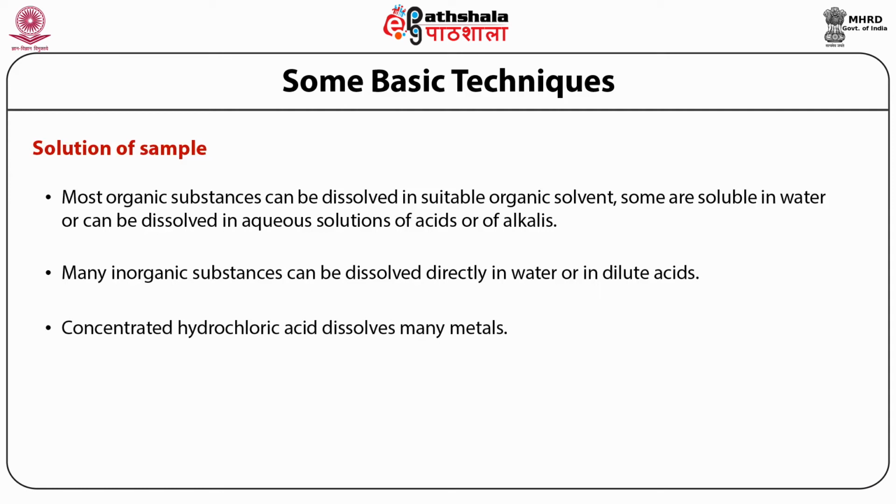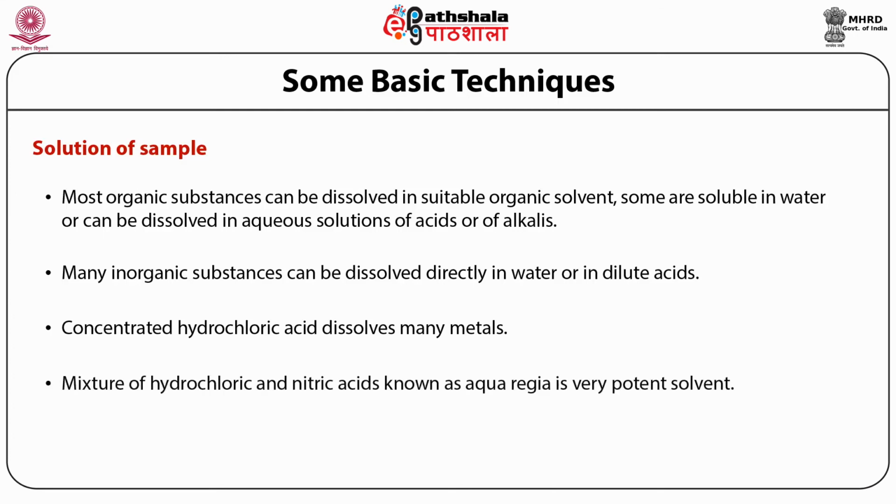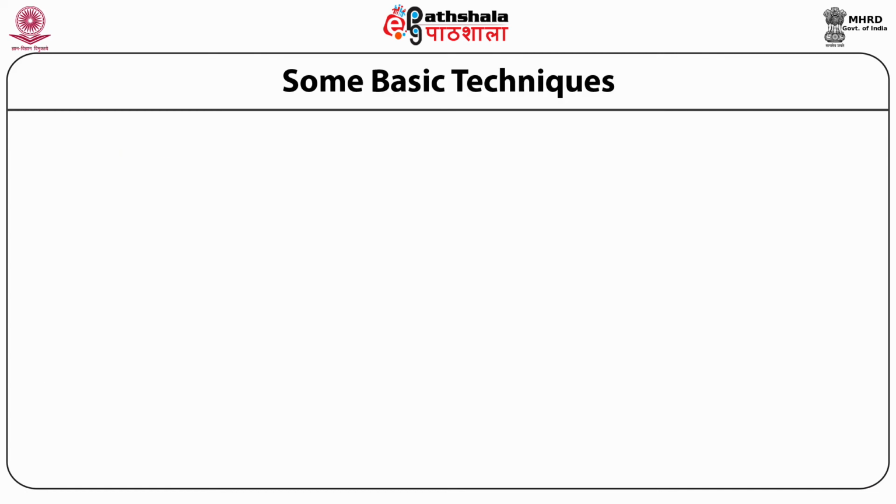Concentrated hydrochloric acid will dissolve many metals as well as many metallic oxides. A mixture of hydrochloric acid and nitric acid in the ratio of 3 to 1 by volume, known as aqua regia, is a very potent solvent, largely due to its oxidizing character, and the addition of oxidants such as bromine or hydrogen peroxide frequently increases the solvent action of acids.